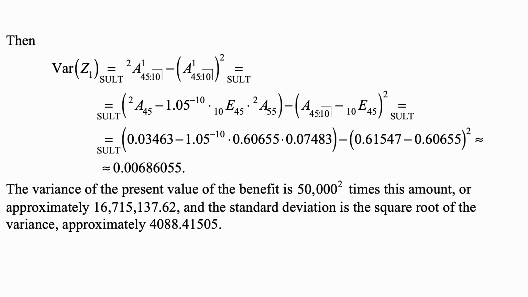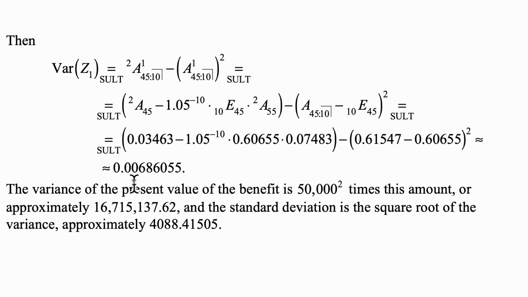And that's why we can refer to 45 in the age. So that's why this mention of SULT everywhere. Minus A45 colon angle 10, 1 above the 45, squared. Because Z1 is just term insurance, we write this as 2A45 minus 1.05 to the negative 10 times 10E45 times 2A55 to get the term insurance single net premium, this part. And this guy is written as A45 colon angle 10 minus 10E45 squared. Those numbers are in the table, so we plug them in.